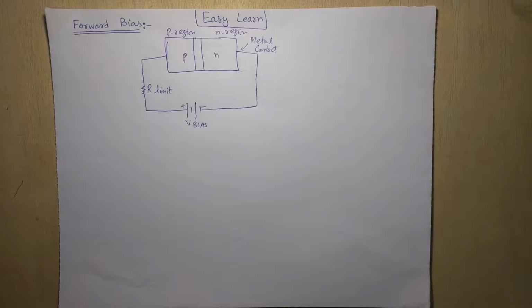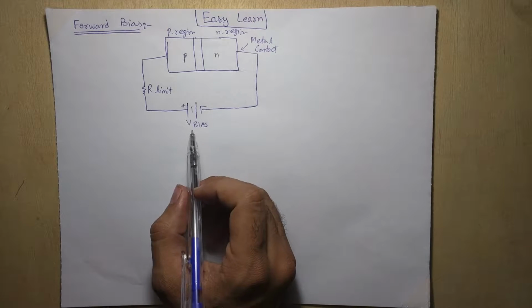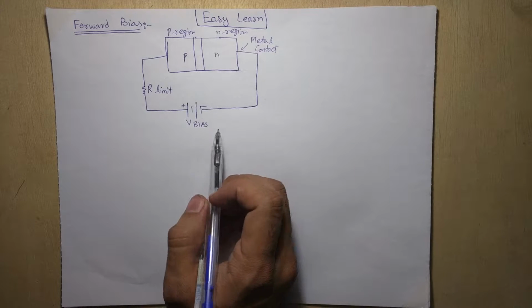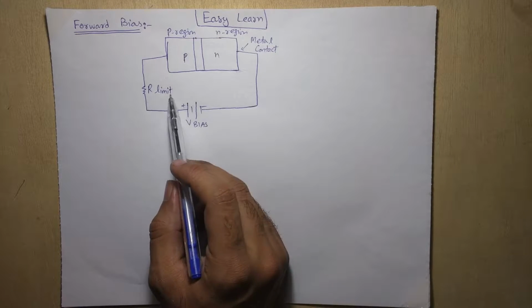I'm going to continue my last topic on the forward bias. I'm explaining the forward bias conditions and how to forward bias a diode. I'm using the battery biasing voltage V bias and R limit resistance.